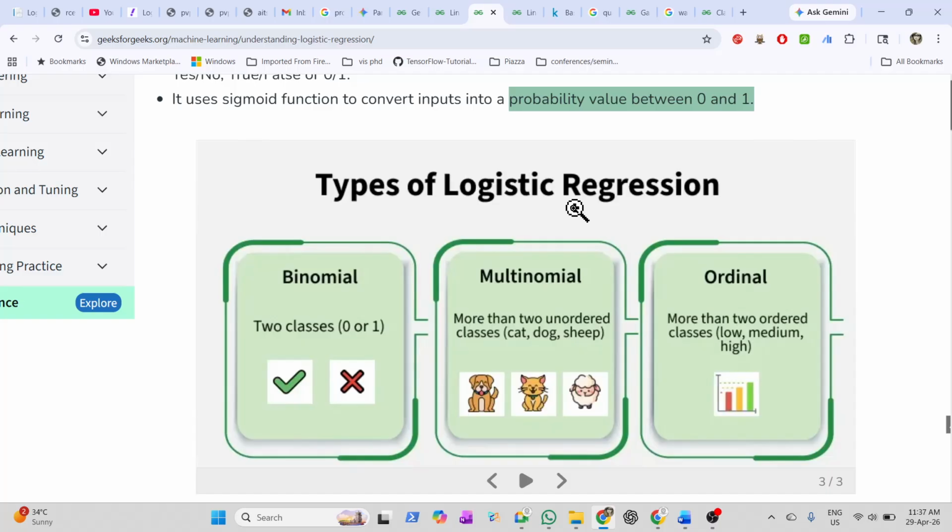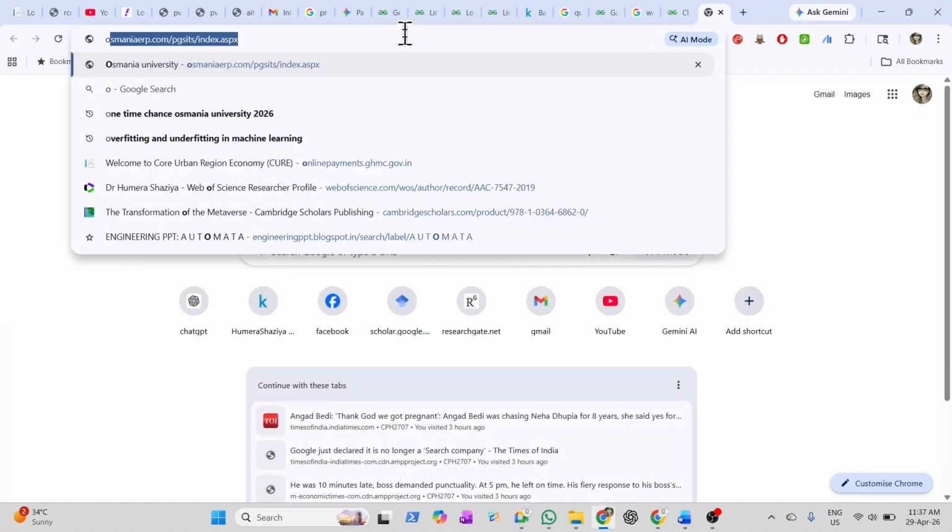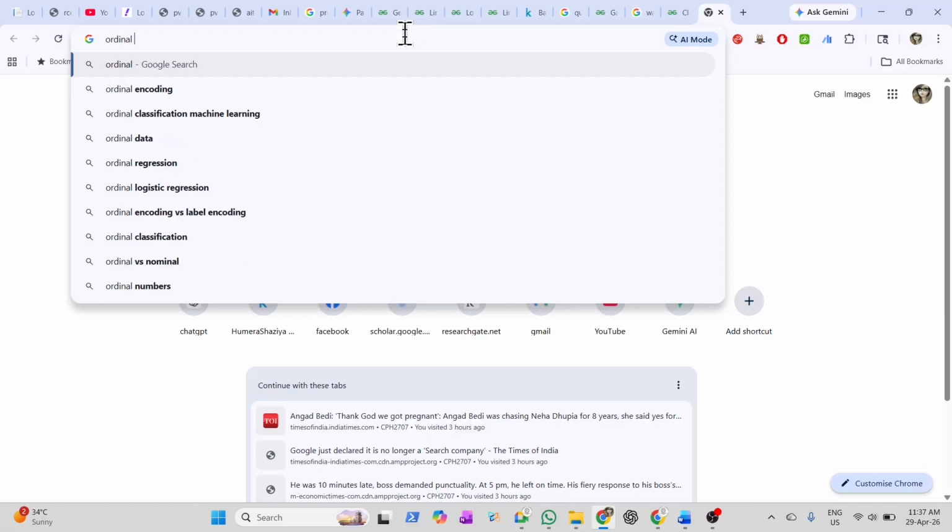And types of logistic regression: it can be used for binomial, where we have only two classes; multinomial, where we have multiple classes, two or more; and ordinal, where we have classes based on some predefined categories. Let us look at ordinal versus nominal data.